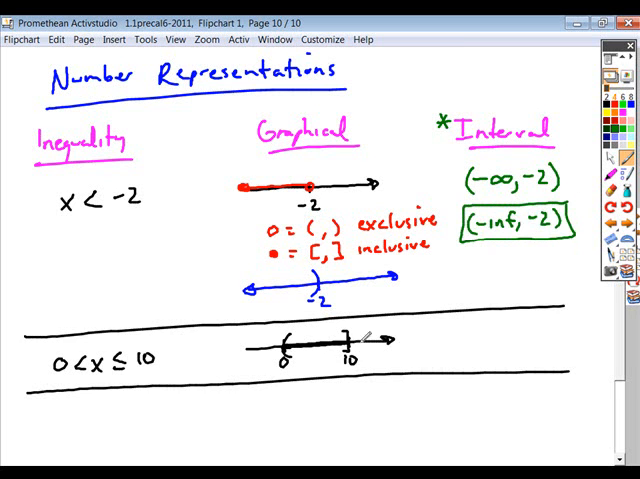Okay, so what do you think the interval notation would be for this second set? Lower limit at 0, upper limit at 10. Will we have a parenthesis or bracket at 0? Again, we're just taking it right off of the graph. Parenthesis or bracket at 10? Bracket. And so here is the interval notation for this second example.